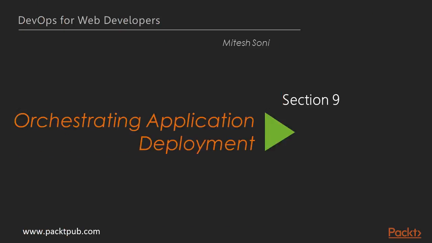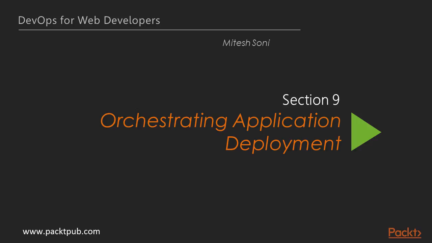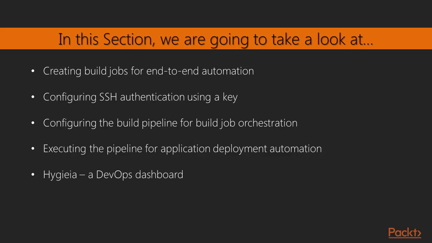Hi, and welcome to Section 9, Orchestrating Application Deployment. In this section, we will be learning how to create build jobs for end-to-end automation. We will also learn about configuring SSH authentication using a key.